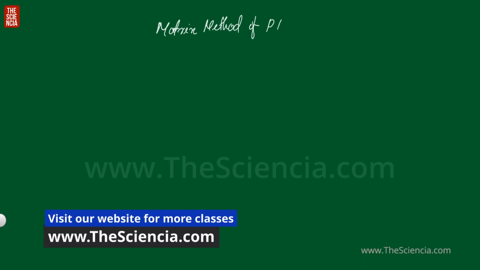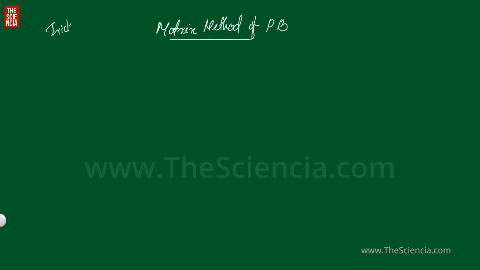Matrix method of Poisson bracket. This is the tricky method. By using this method, you can easily solve Poisson bracket problems, and you can reduce the consumption of rough sheet. That is the advantage of using the matrix method of Poisson bracket.